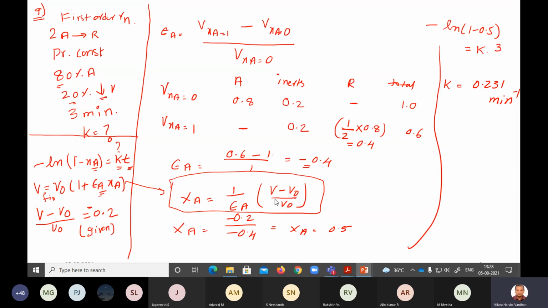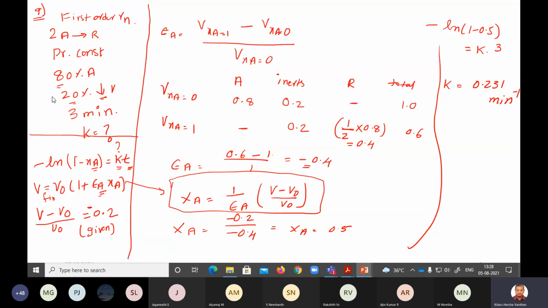What do you mean by this? (V minus V naught) by V naught, where V is the final volume and V naught is the initial volume. So this is what is giving you 20%, a decrease of 20%. So (V minus V naught) by V naught is nothing but the percentage of volume reduction. Since it is decreased, I am putting minus. So this value is what he gave you here.